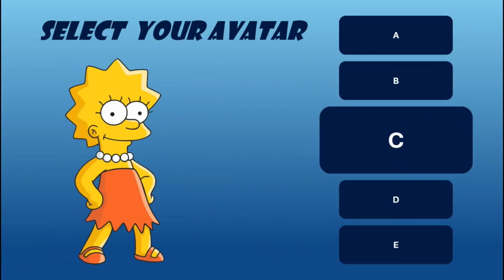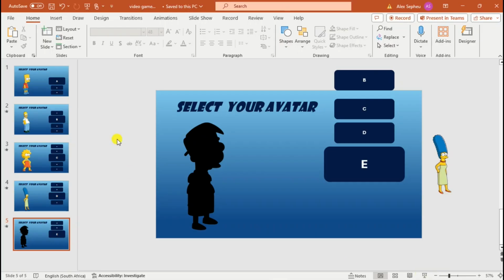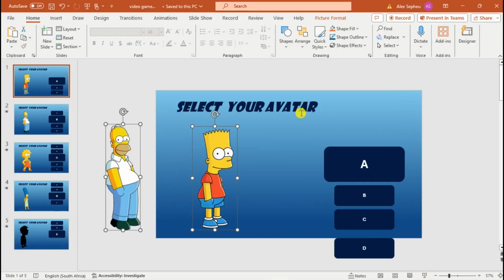Okay, but they are moving in front of the rectangles. Let's fix that real quick. Just select the characters and send them to the back.